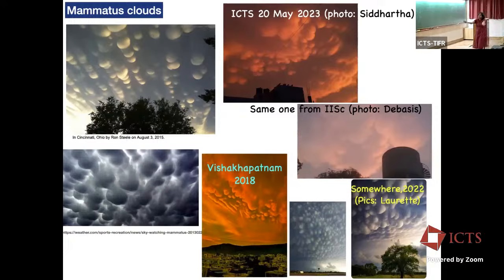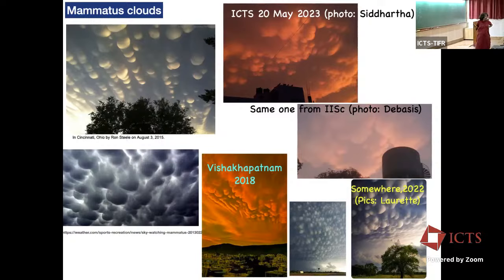Like it has some blobs, like pendulous blobs coming down, right? These are the mammata. And that is a picture from the internet, a picture from a newspaper in 2018. And this is a photo which Sid took on 20th May. That's less than a month ago. He took it just outside ICTS.